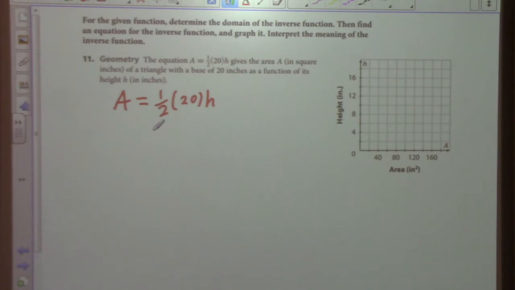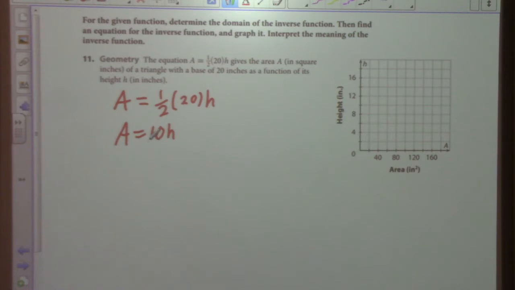We take 1/2 times 20. Pardon me? We do the 1/2 times 20, which is 10. Everybody okay with that? Okay, then next.